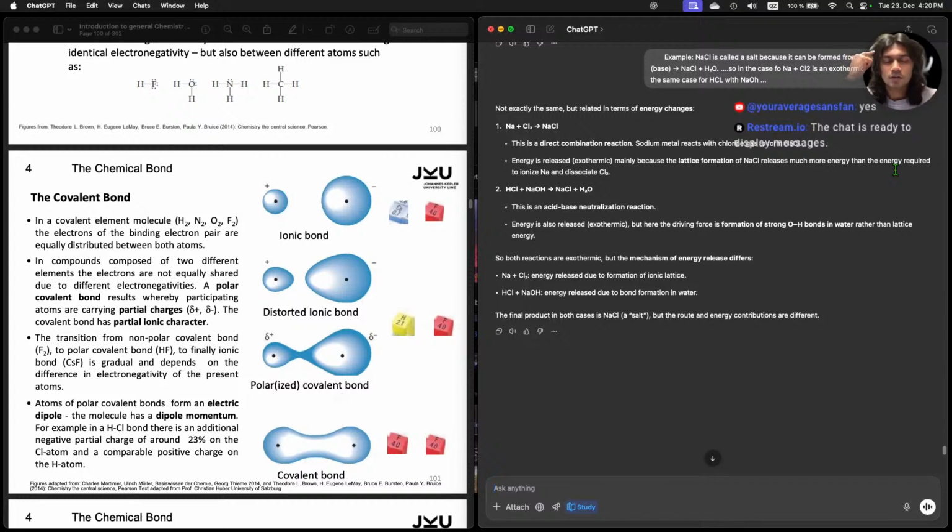Okay, that's why it's called exothermic. This is an acid-base neutralization reaction. Energy is also released, but here the driving force is the formation of the strong OH bond in water rather than lattice energy. The OH and H, those are what drive this reaction.